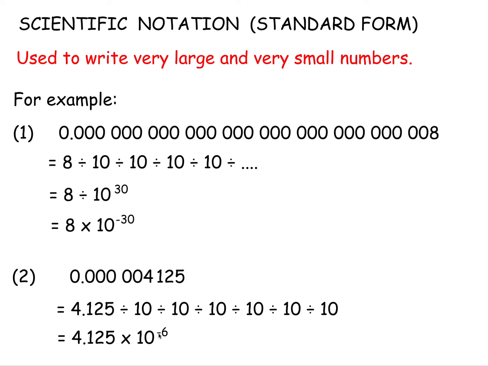So in principle, a negative power is equivalent to a division by 10, and you do the same process as before. You put the decimal point after the first non-zero digit, 4.125. You count the places the point moves, but it's a negative power.